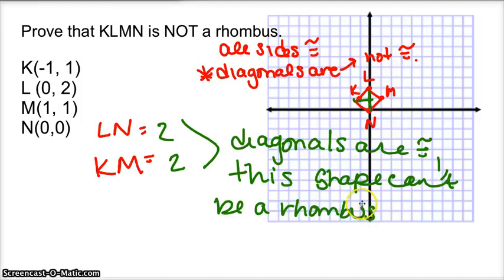I would assume that it's a square. The idea is that squares are rhombuses, but not all rhombuses are squares. So it's not asking what the shape is, but it's definitely not a rhombus because rhombuses have diagonals that aren't congruent, and this one has diagonals that are congruent.